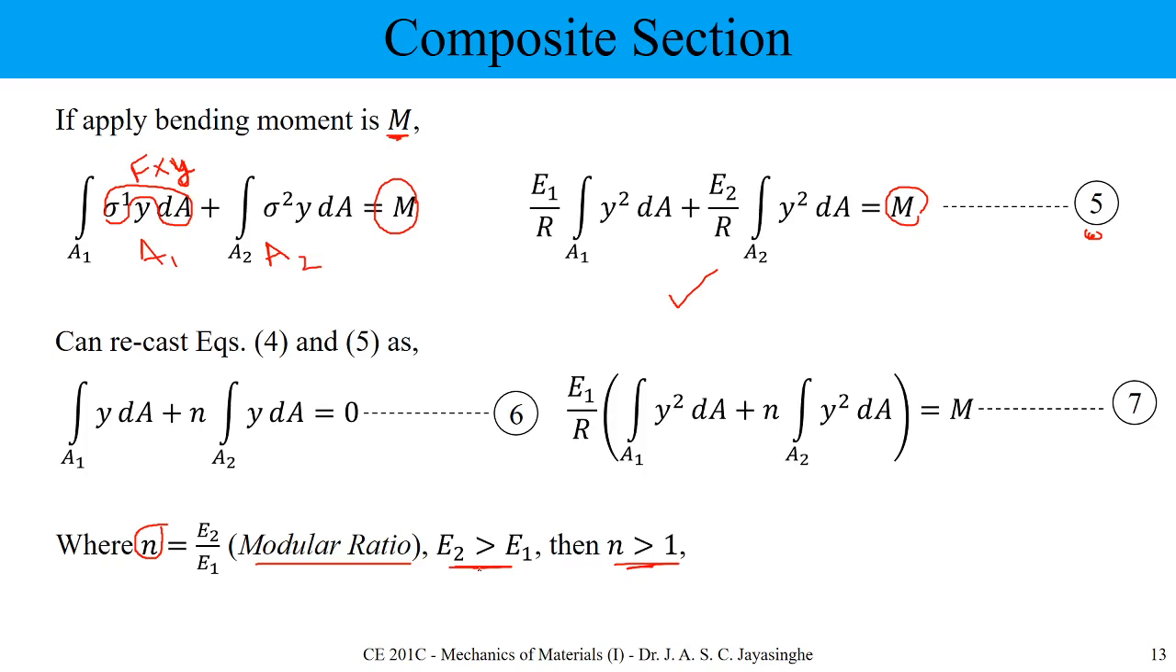Here I'm going to convert the whole section to material type 1. Based on that you need to get this n value. Of course you can use it either way. You can convert the whole to material type 1 or material type 2 or any other material. Based on that you need to decide, or fix, this n value. Okay, now you can rearrange these things like this.